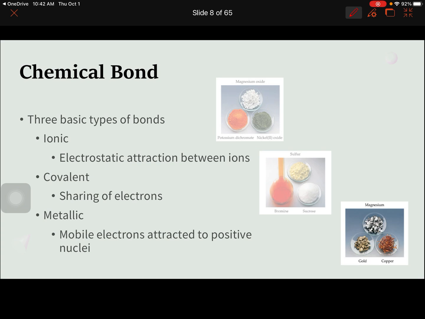There are three basic types of bonds. I'm not sure why these two images are kind of transparent. Sorry about that. So you have ionic compounds. So this says magnesium oxide, potassium dichromate, nickel 2 oxide, which is electrostatic or positive-negative attractions between ions. You have covalent bonds, which is the sharing of electrons, and then you have metallic bonds where you have the mobile valence electrons attracted to the positive nuclei that make up the whole system.